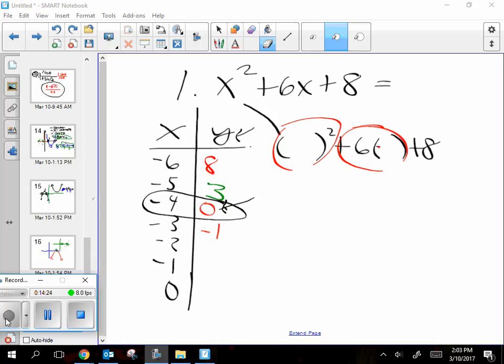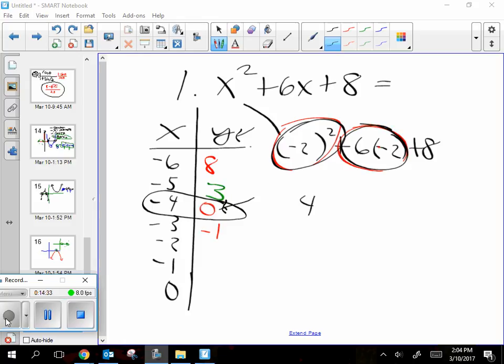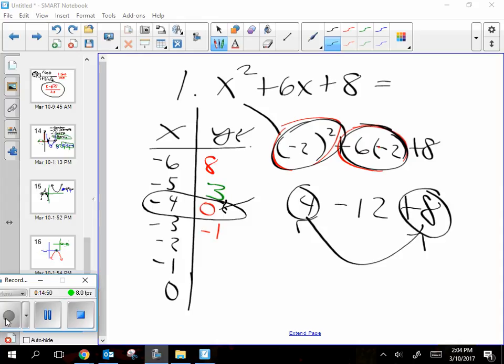My skeleton equation. Drop in -2. -2 squared is 4. -2 times 6 is -12. Plus 8. Oh, that was it. Know why it was it? Because was it equal? Those two together make 12, plus the -12. There it is. There's the other one.